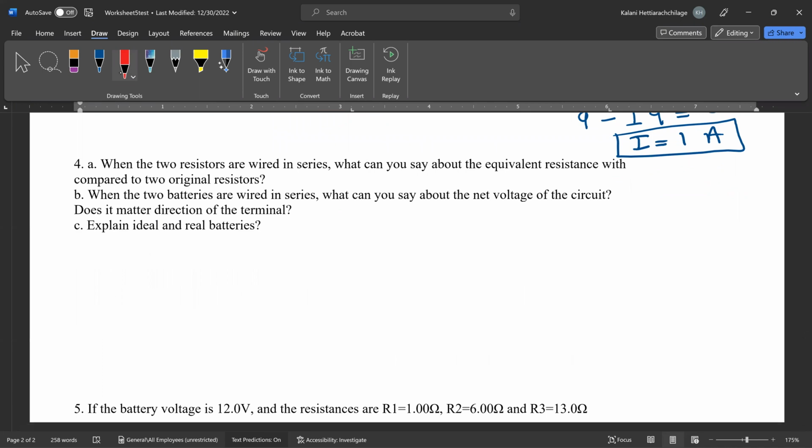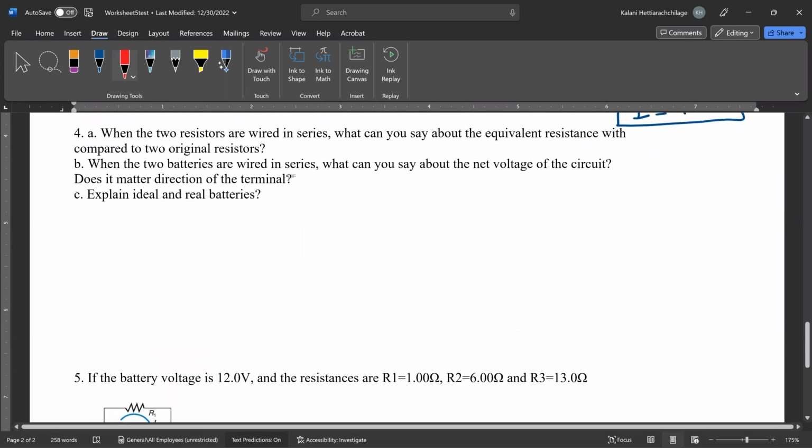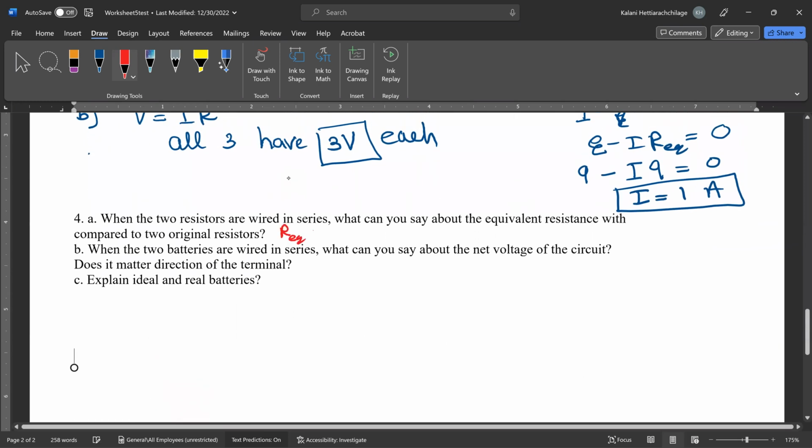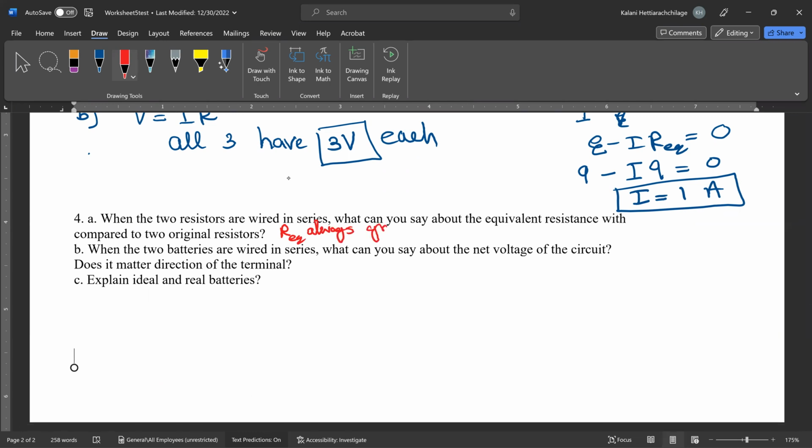Now question number 4, again conceptual understanding about connection of series, resistors, light bulbs, power supply, same procedure. When 2 resistors are wired in series, what can you say about the equivalent resistance compared to the 2 original resistors? When resistors are combined in series, that means you're going to add the original resistances. That means your R equivalent is always greater than all the original resistances. I'm going to write here: R equivalent always greater than all original resistance.